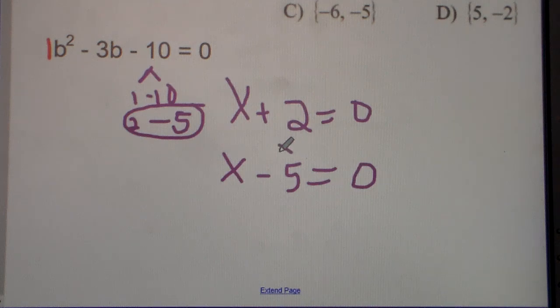Subtract 2 from both sides, so we get x equals negative 2. Add 5 to both sides and we get x equals 5. And that's our final answer there for problem number 4. We got answers of x equals negative 2 and x equals 5.